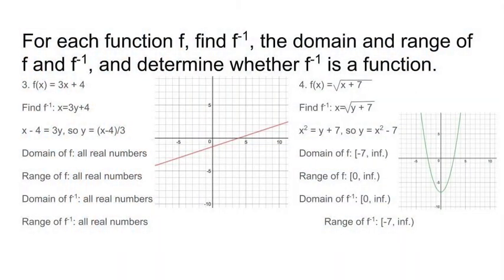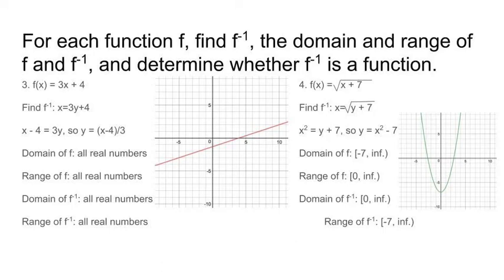Okay, for each of these, we have to find the inverse. That's what this f to the negative first power means: find the inverse. Find the domain and range of the original function and the inverse, and then determine whether the inverse is a function. So for number 3, f of x equals 3x plus 4. To find the inverse, switch the x and the y, so we'll have x equals 3y plus 4. Solve for y: subtract the 4, divide by 3, so y equals (x minus 4) divided by 3. That graph is to the right here. It is linear and passes the vertical line test, therefore it is a function.